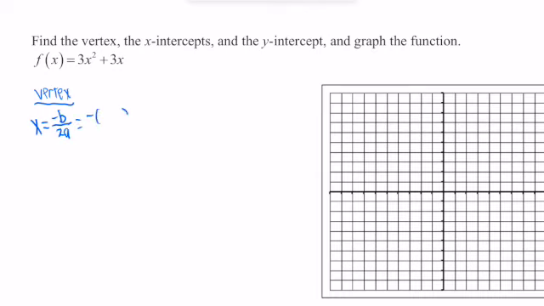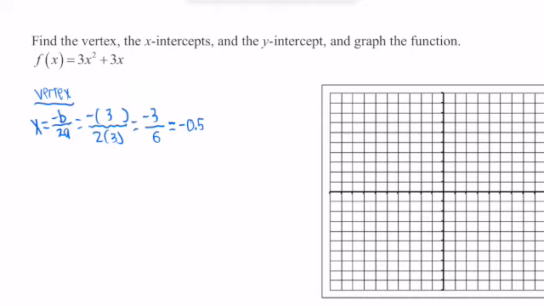In the case of this function, b is 3 and a is also 3. Simplifying the top, we have negative 3. Simplifying the bottom, we have 6. Negative 3 divided by 6 is negative 0.5. It's absolutely correct if you write this as negative 1/2.